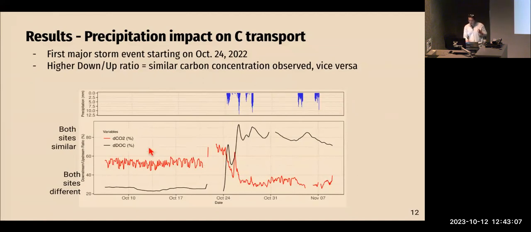A low ratio means that both sites are seeing very different dissolved carbon concentrations, and a high ratio means both sites are quite similar. And you can already see the distinct change in the carbon transport patterns as the storm rolled through the area.